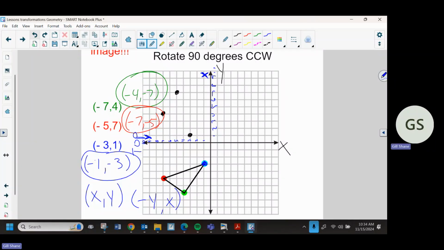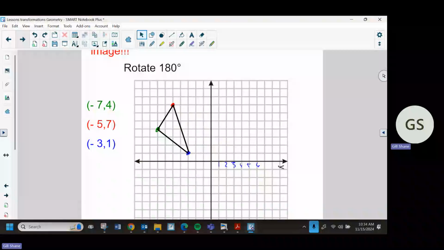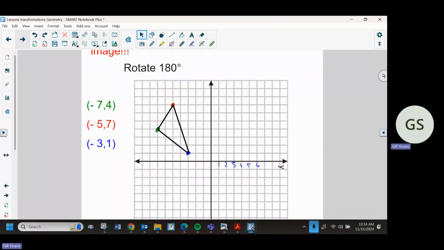That's not horrible. I'm going to walk around. If you got it, no need to call me over. If you don't got it, call me over. I want you to rotate this one. So again, start with the same points. Try to just make it consistent.